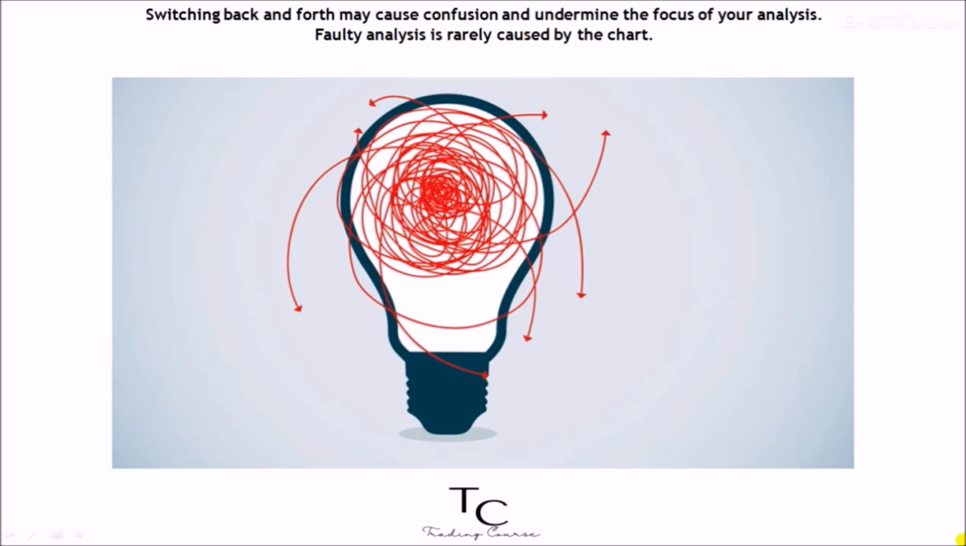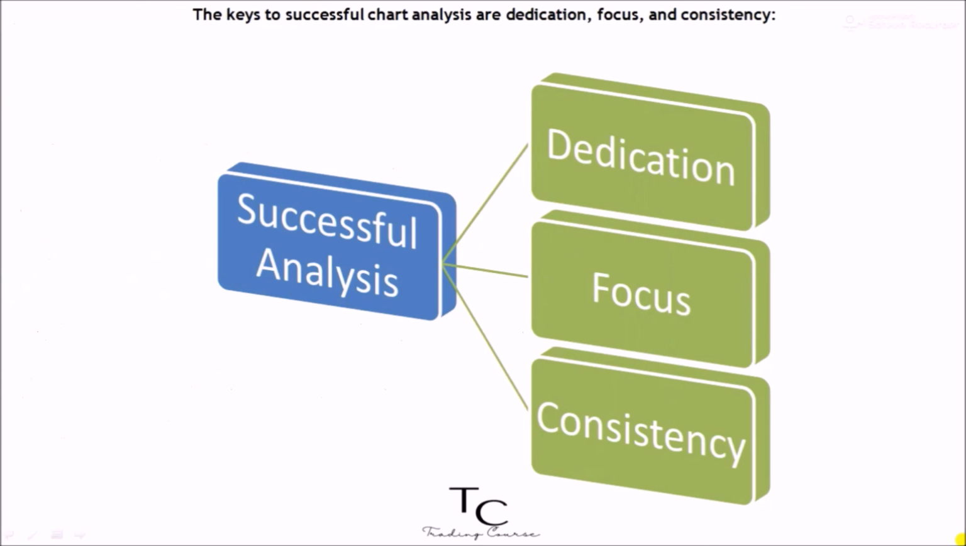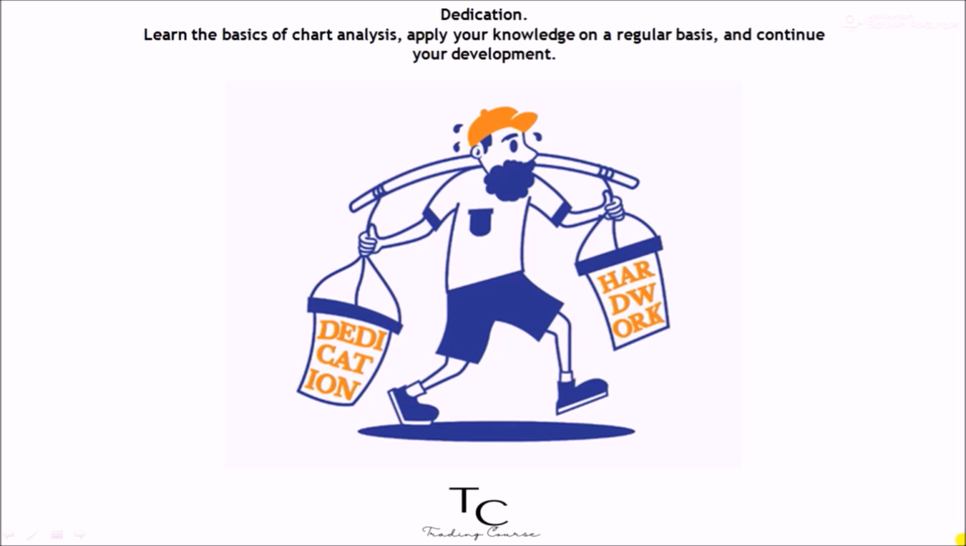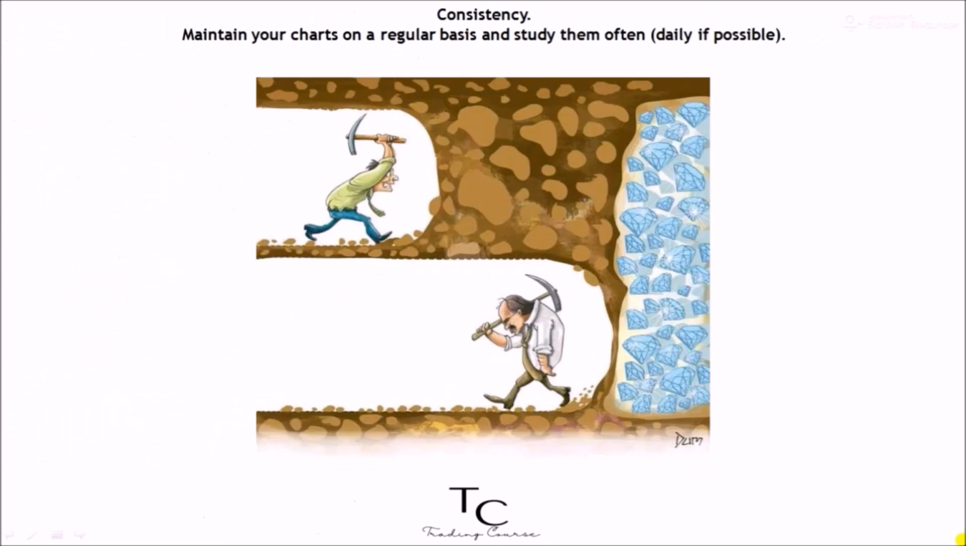Faulty analysis is rarely caused by the chart. Before blaming your charting method for missing a signal, first look at your analysis. The keys to successful chart analysis are dedication, focus, and consistency. Dedication. Learn the basics of chart analysis, apply your knowledge on a regular basis, and continue your development. Focus. Limit the number of charts, indicators and methods you use. Learn how to use them and how to use them well. Consistency. Maintain your charts on a regular basis and study them often, daily if possible.